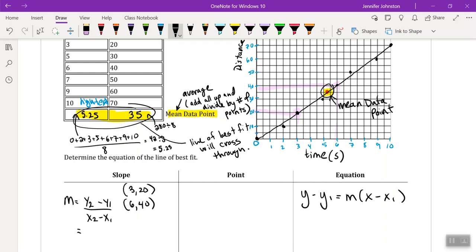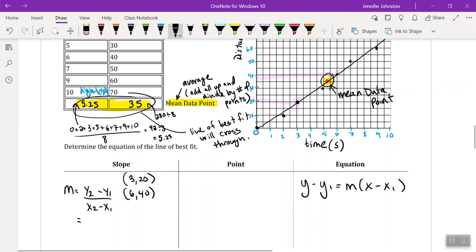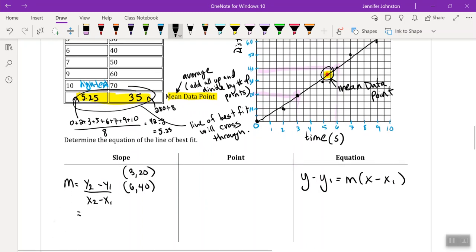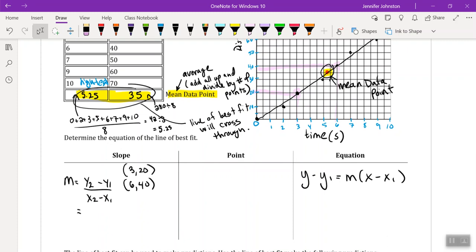Your line might look a little different from my line. That's okay, it just depends on how you graphed it or how you drew it. Just pick any 2 points. You can even use your mean data point. We might get a little bit different slope, but that's okay.